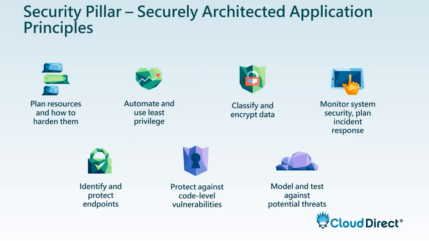And then the last one there, model and test against potential threats. So, establishing procedures to identify and mitigate known threats. What are my known knowns? What do I need to protect against? Use pen testing to verify threat mitigation. How well have I mitigated against those known knowns that people can test against? And then use code scanning to detect and prevent future vulnerabilities and make it part of that DevSecOps cycle.